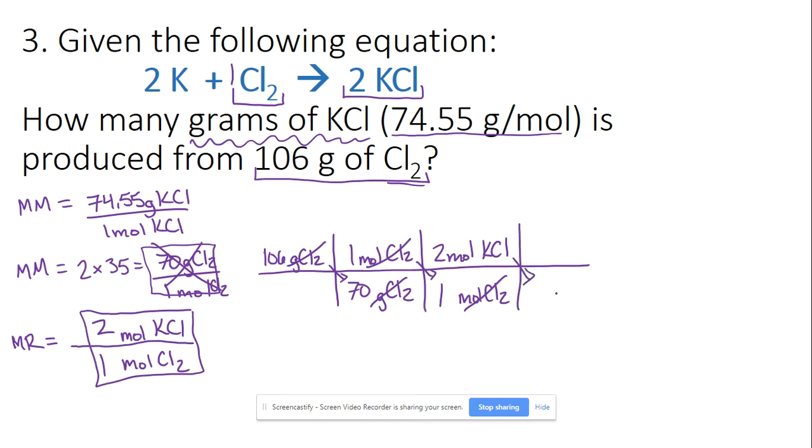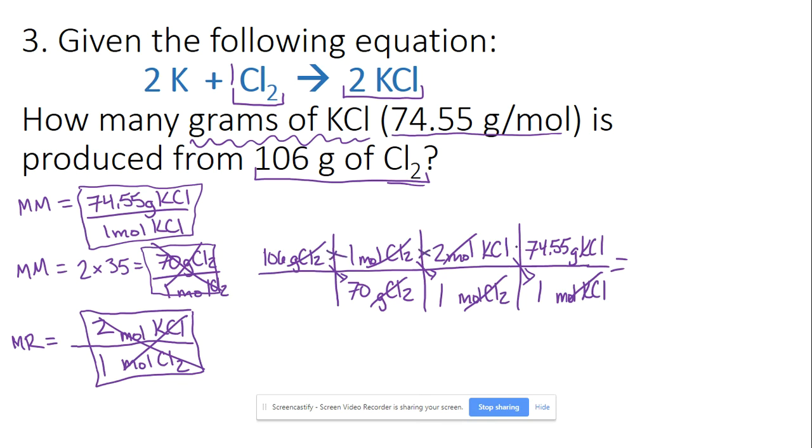The unit that we're getting rid of goes in the bottom, moles of KCl. We used our mole ratio, so that means we only have the molar mass of KCl left. I see that there is a 1 with our moles, and in the top we are going to put 74.55 grams of KCl. Grams of KCl is what we're looking for, so we know that we've set our train tracks up correctly. Now we're ready to multiply on the top.